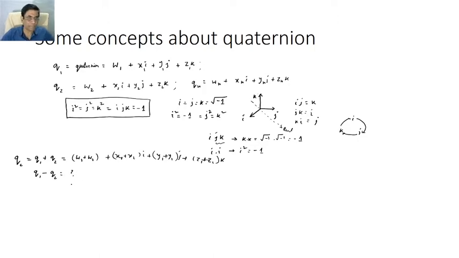Now, how about multiplication? What will be the composite quaternion for Q1 when I am multiplying them? That is what we are going to understand. That is very, very important.